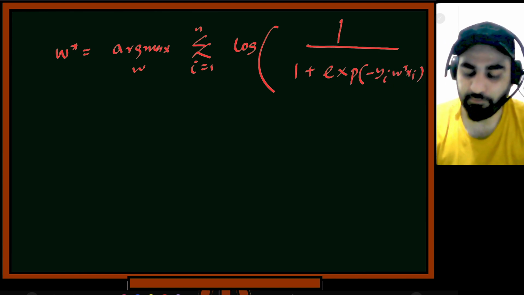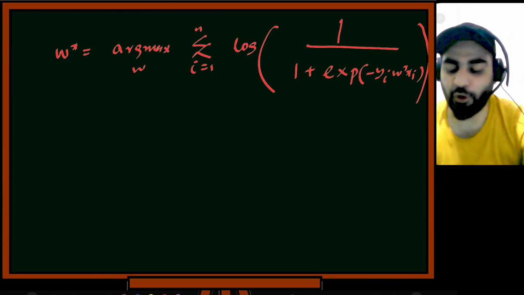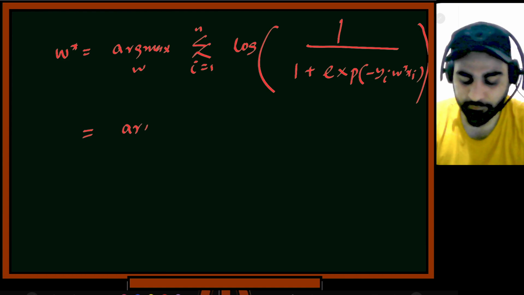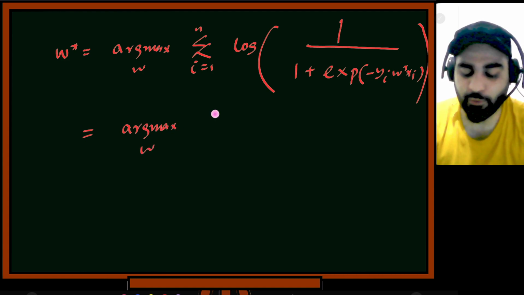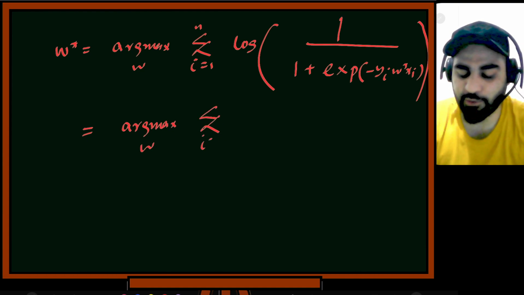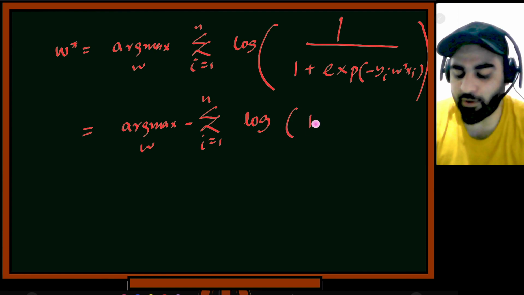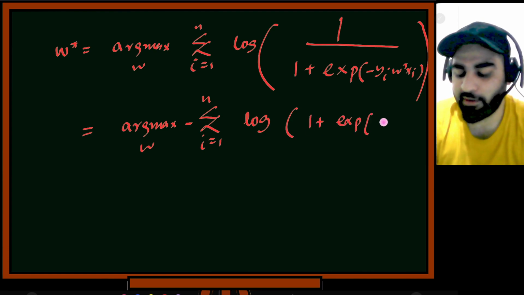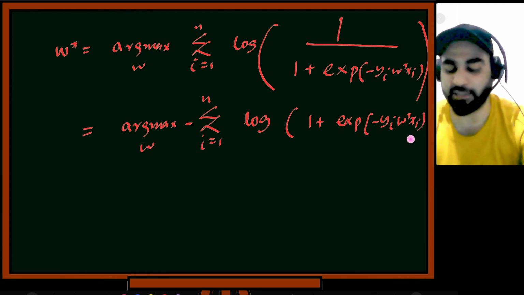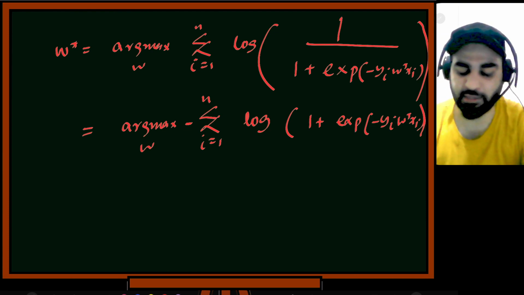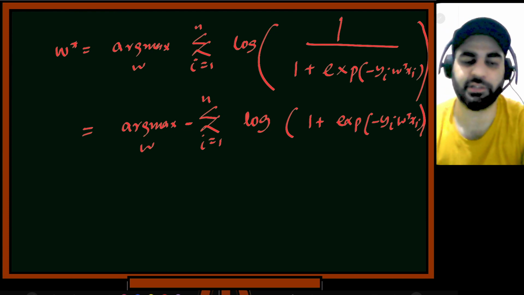Now you know that when you apply log onto this, this will become minus of this. So this will become argmax of w summation of i equal to 1 to n, and this will be minus, so I'll take minus over here: minus of log of 1 plus exp of minus yi w transpose xi. How many of you are clear with this? I just took log outside this, so I just expanded this using the expression. Are you clear with this?